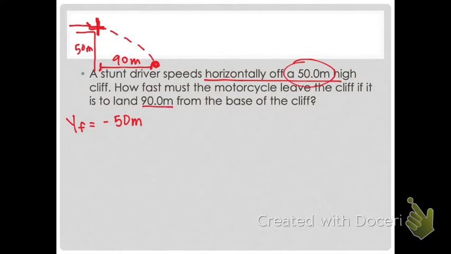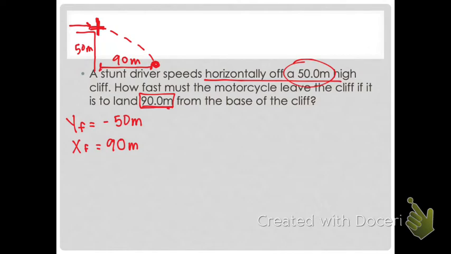Okay. Then what is my other displacement given? 90 meters. What's that going to be equal to? XF. Good. And it's going to be positive 90 because it's forward, right? It's moving forward. Do we see how those two numbers are different variables, right? One is the vertical displacement. One is the horizontal displacement.